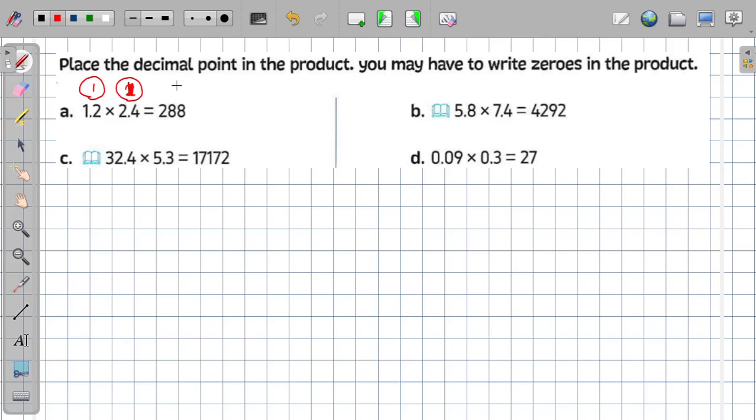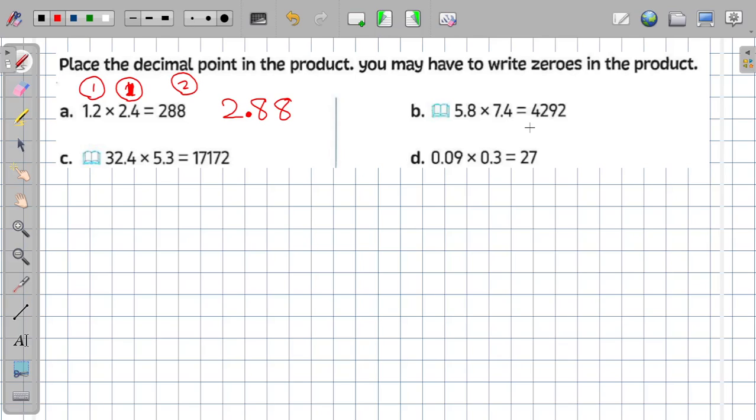So the result must have two decimal places. So I think the result will be like this. I have 2, 8, 8, and the decimal point will be after two digits. So I have the decimal point between 2 and 8. So the result will be 2.88.